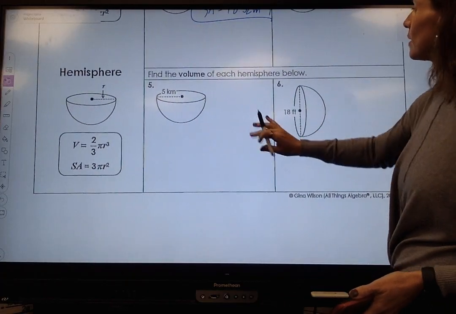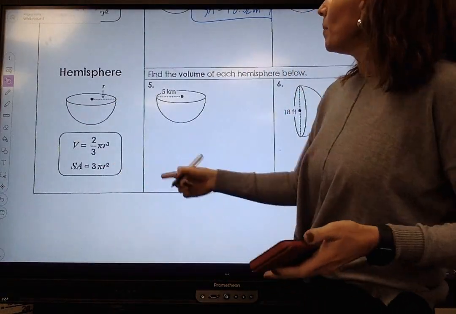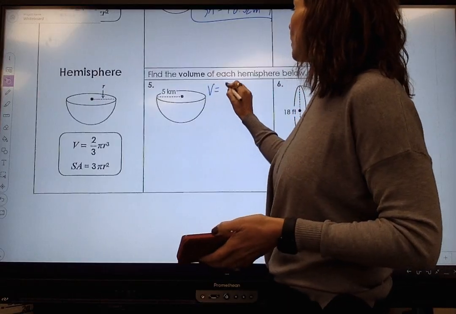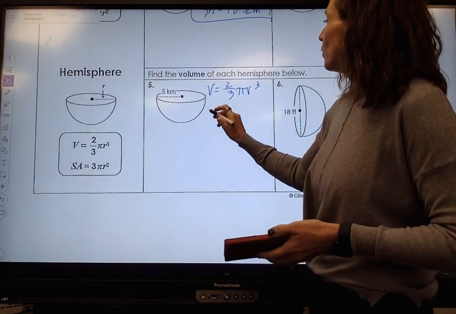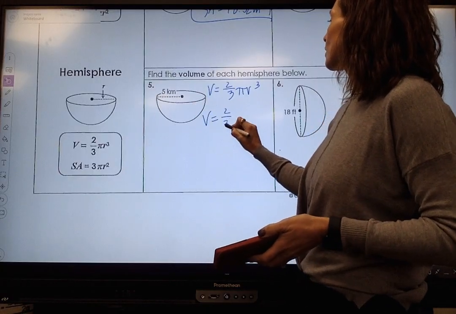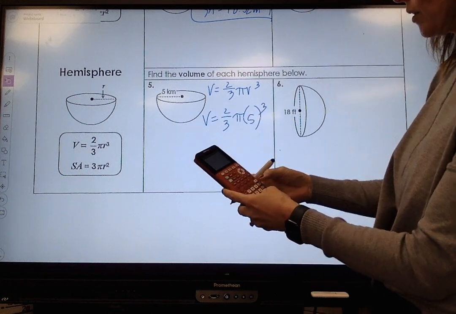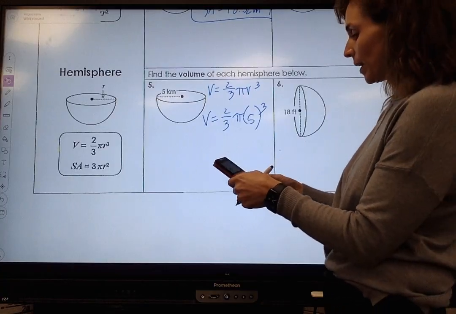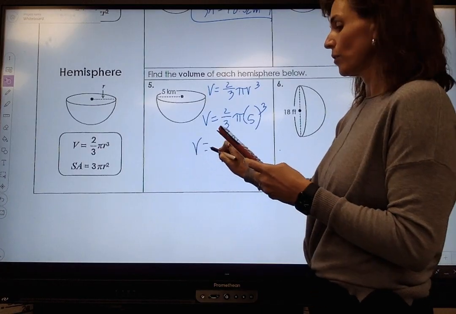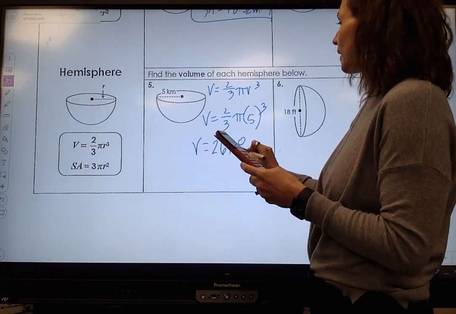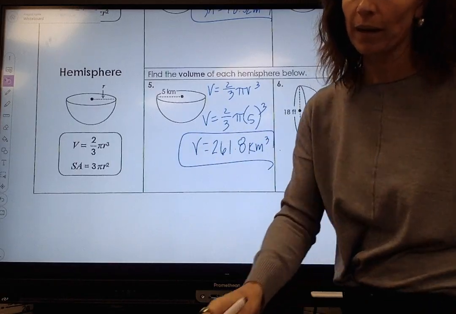Okay, that's a sphere. Let's look at a hemisphere. A hemisphere is just half of a sphere. My volume is going to be different here. My volume is 2/3 pi r cubed, still dealing with cubic measurements. So to find the volume, it's 2/3 pi, my radius is 5, so I get 5 cubed. Literally, I'm typing in 2 divided by 3 pi 5 cubed, and I get the volume is 261.8 kilometers cubed. So there is my volume.